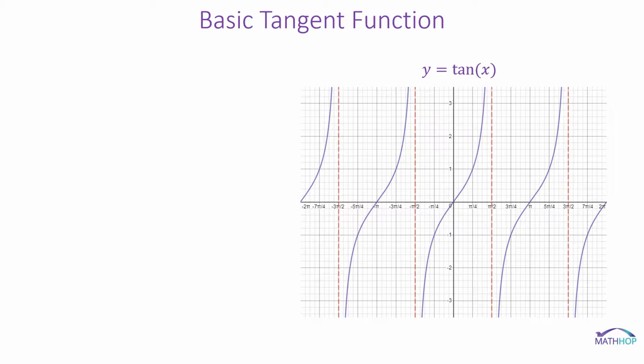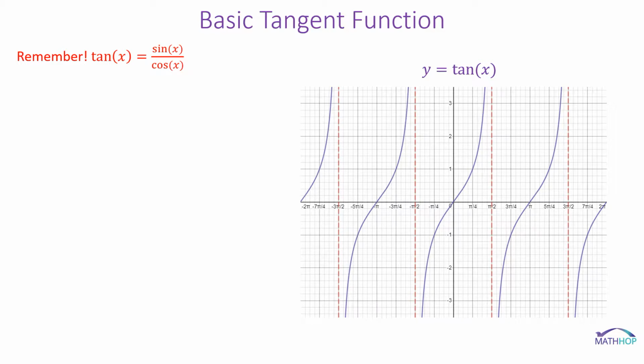Well, if you remember, when we first learned tangent, we learned that it was a ratio of the opposite side length over the adjacent side length. And eventually we learned it as sine over cosine. And that's the definition that's going to help us understand the graph of tangent. So let's just remember that the tangent of x is equal to the sine of x divided by the cosine of x.